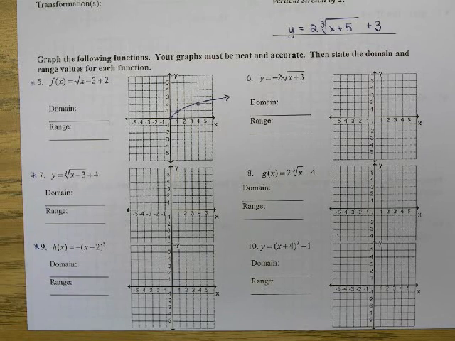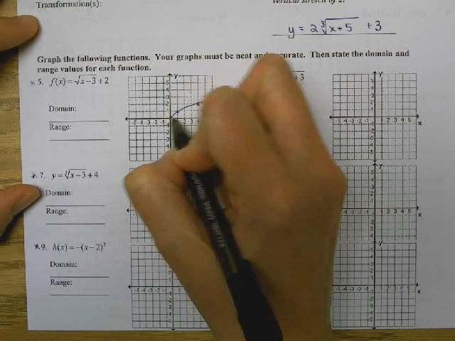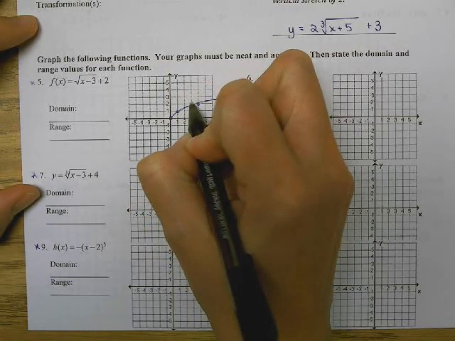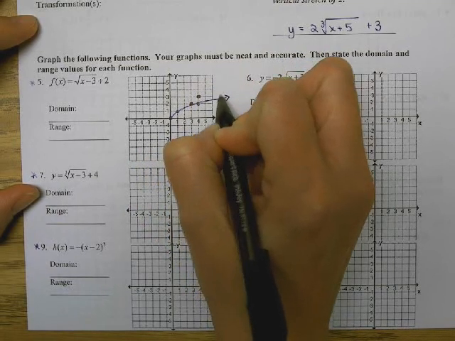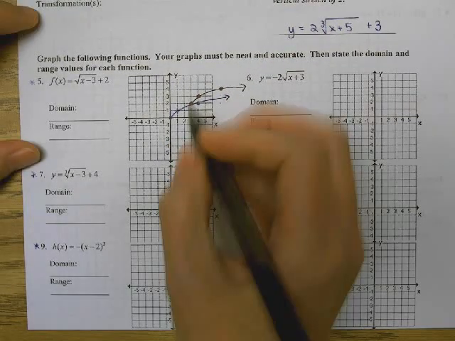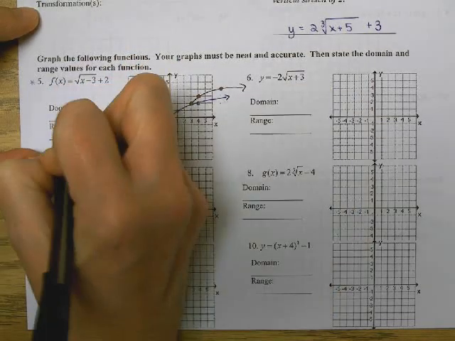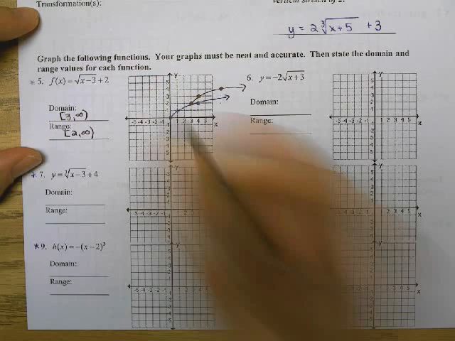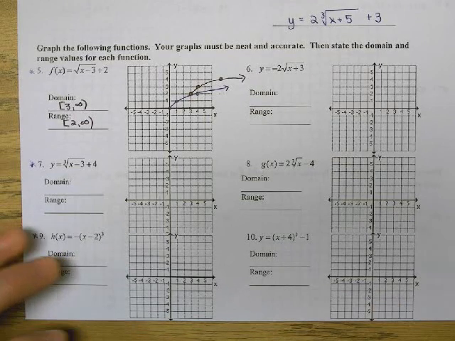Now I'm trying to graph x minus 3 plus 2. The minus 3 on the inside is going to move it to the right 3, and the plus 2 is going to move it up 2. So I'm going to move each of these points, right 3, up 2, right 3, up 2. That one's going to go off. And there is my new graph. The domain of this is going to be from 3 to infinity, and the range is going to be 2 to infinity.